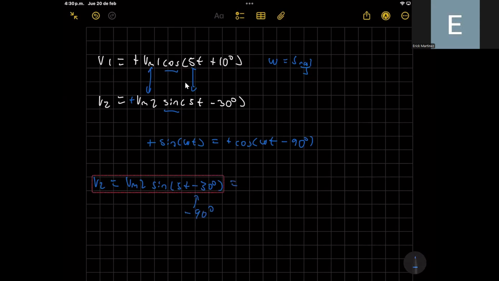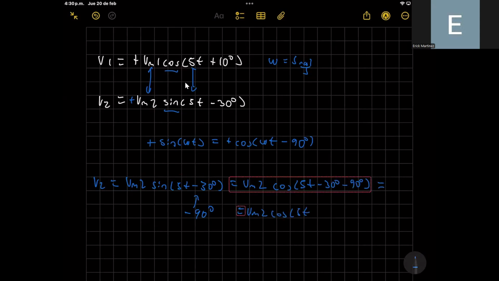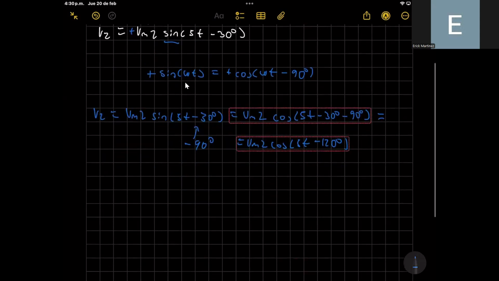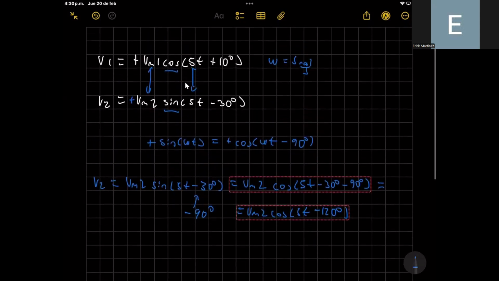So this will be equal to Vm2 times the cosine of 5t minus 30 degrees minus 90 degrees. Okay, and this will be equal to Vm2 times the cosine of 5t minus 120 degrees. This is the phase angle that I need. So now I have converted both sinusoidals to cosine waves. Now I can compare them.